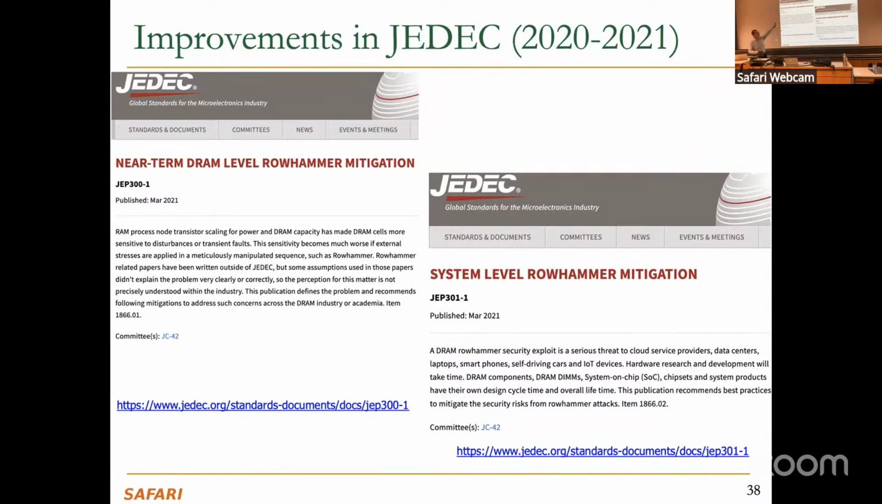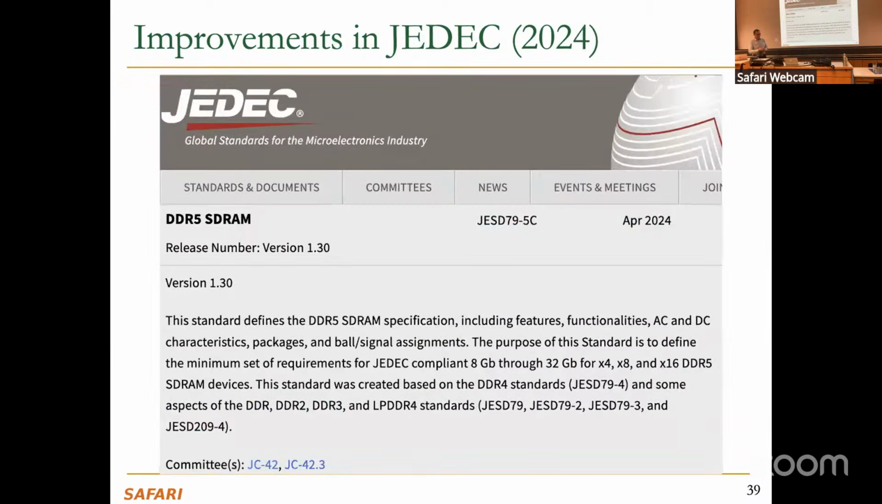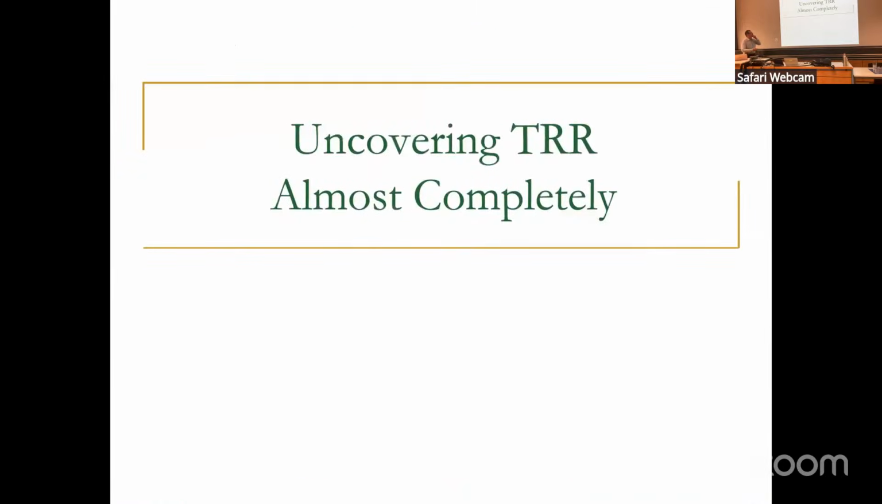So they actually started doing work, and they put out these papers, and eventually they put out some standard mechanism or standard framework to solve RowHammer, which is essentially the per-row activation counters, which I mentioned. We're going to get to that.